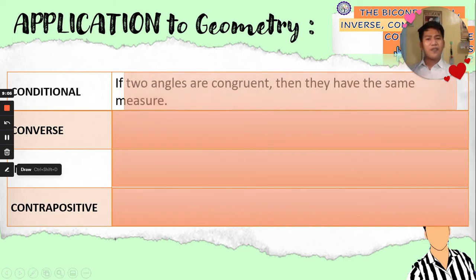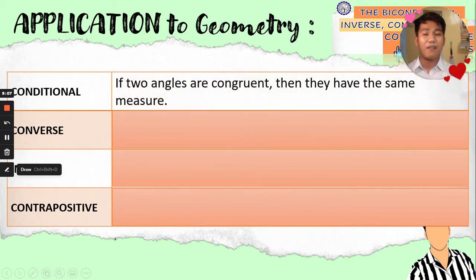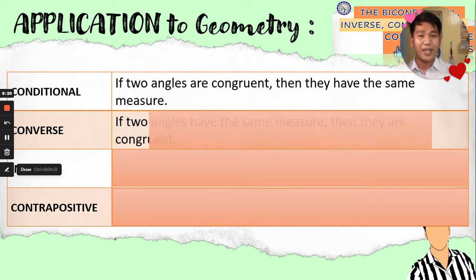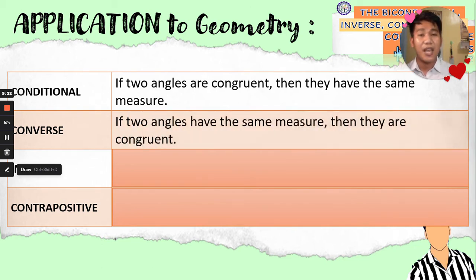Let's have this. If two angles are congruent, then they have the same measure. What will be its converse? You may try to answer, right? Okay, I'll give you time to answer. Okay, here it is. If two angles have the same measure, then they are congruent.